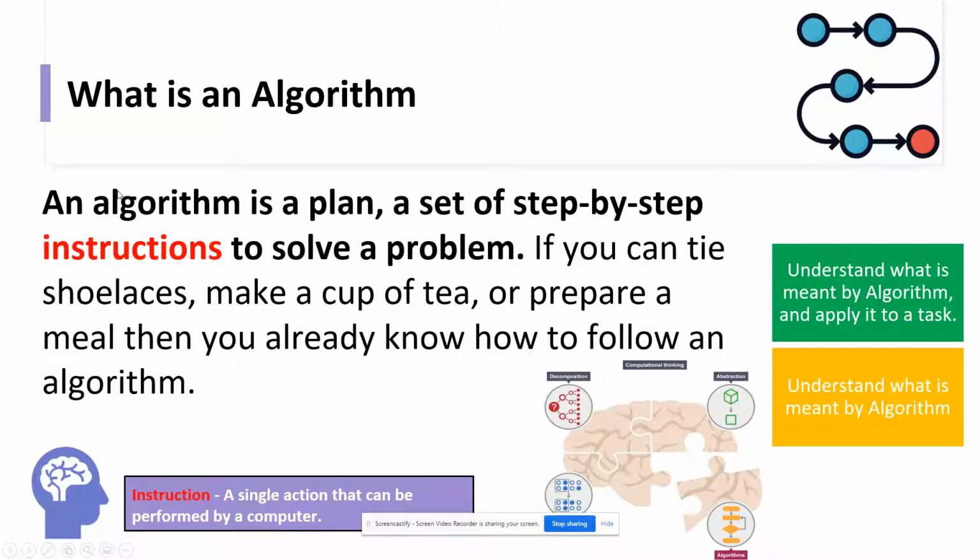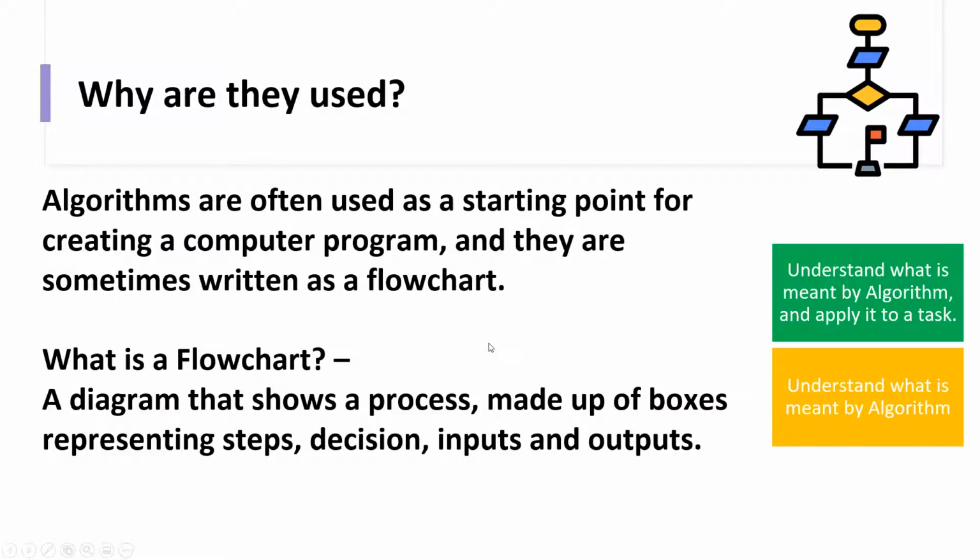An algorithm is a plan, a set of step-by-step instructions to solve a problem. So it's basically a little list of how you can solve a problem. If you can tie your shoelaces or make a cup of tea, you already know how to follow an algorithm because you're following steps in your head every single time. So why are they used?